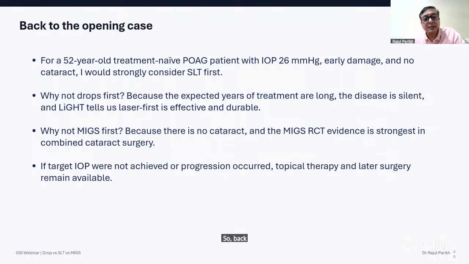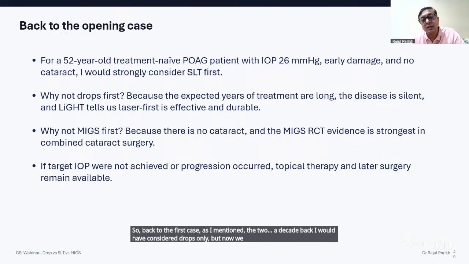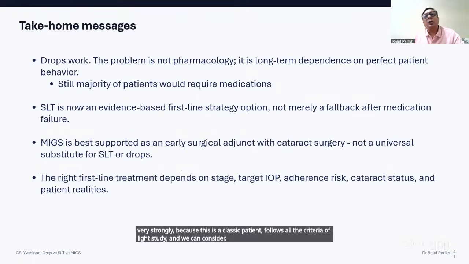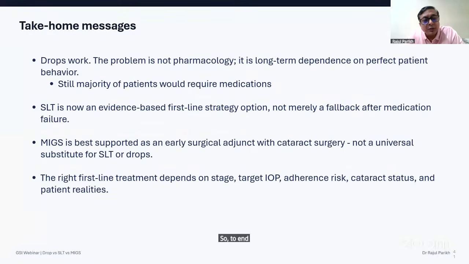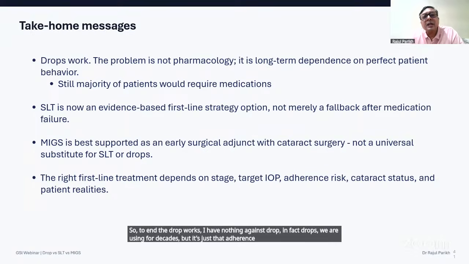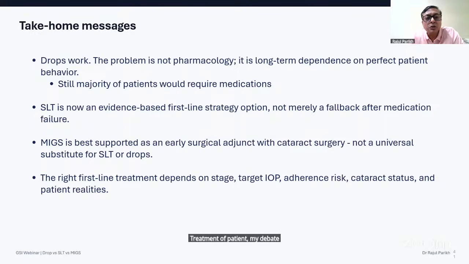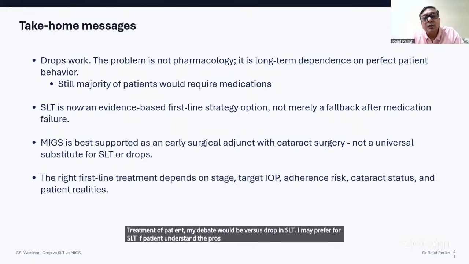So back to the first case, as I mentioned, a decade back I would have considered drops only, but now we have the option of SLT, and I would consider it very strongly, because this is a classic patient who follows all the criteria of the LiGHT study. And the drop works. I have nothing against drops. In fact, we have been using drops for decades, but adherence is a big issue, and the LiGHT study showed that SLT is a good option. So for an early POAG treatment naive patient, my debate would be between drops and SLT. I may favor SLT if the patient understands the pros and cons and the follow up, and may need medication. And MIGS only when I am planning cataract surgery.